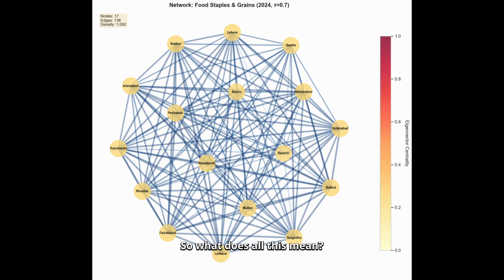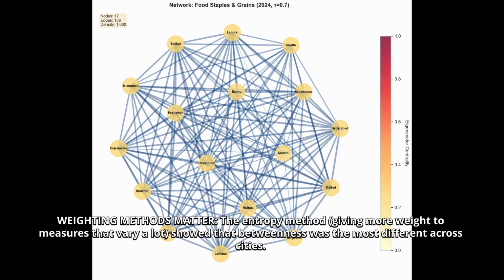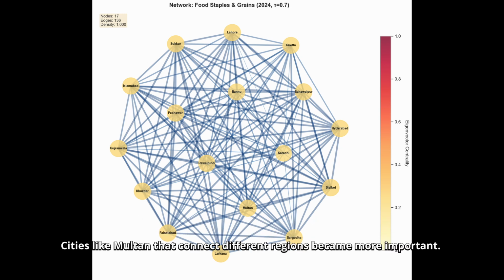So what does all this mean? Weighting methods matter. The entropy method, giving more weight to measures that vary a lot, showed that betweenness was the most different across cities. Cities like Multan that connect different regions became more important. This matters because these cities can help control how inflation spreads.